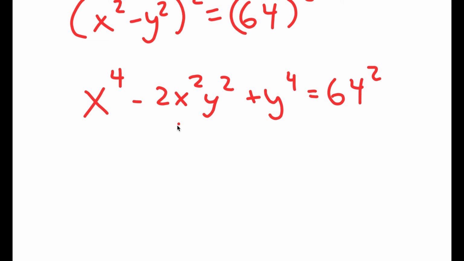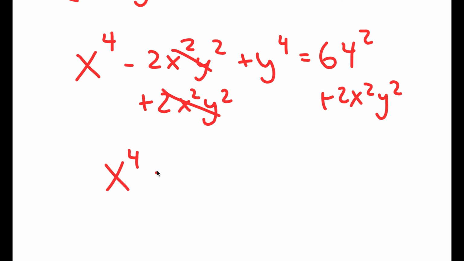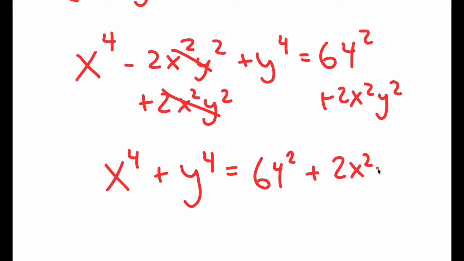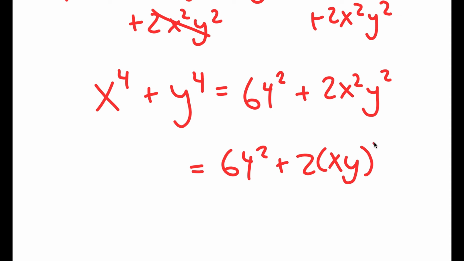And now from here, if I add 2x squared times y squared on both sides, I get x to the power of 4 plus y to the power of 4 is equal to 64 squared plus 2x squared y squared. And this is equal to 64 squared plus 2 times (x times y) whole squared.